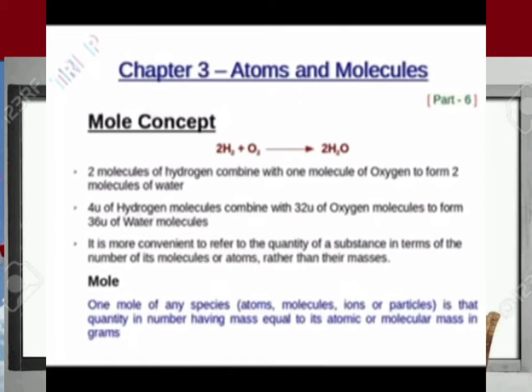We know the atomic mass of oxygen is 16. So 16 into 2, that is 32U of oxygen, to form 36U of water. It is more convenient to refer to the quantity of a substance in terms of the number of its molecules or atoms rather than their masses. So a mole is 1 mole of any species, atoms, molecules, ions or particles, that quantity in number having mass equal to its atomic or molecular mass in grams.